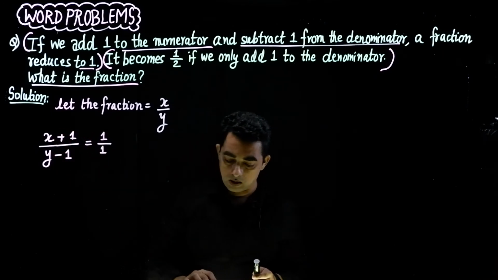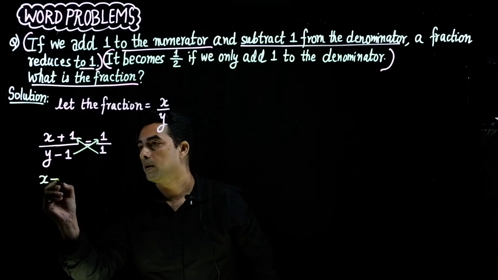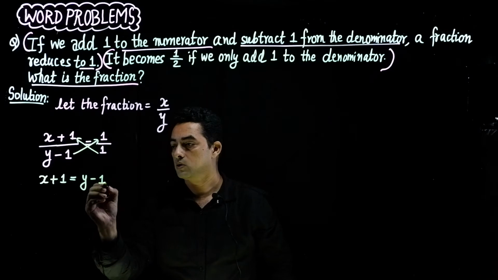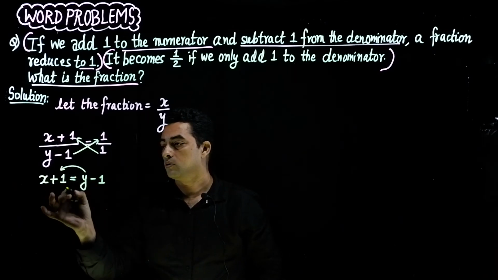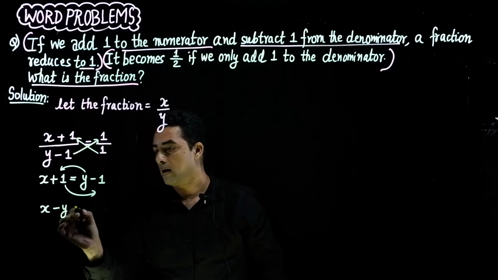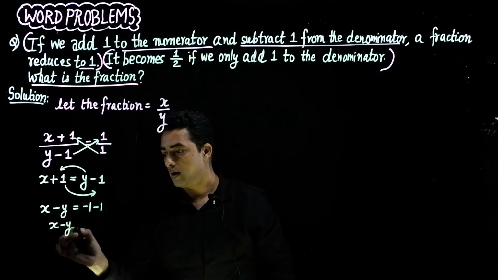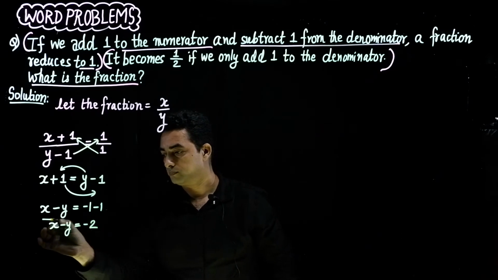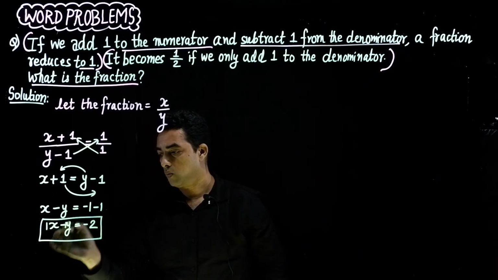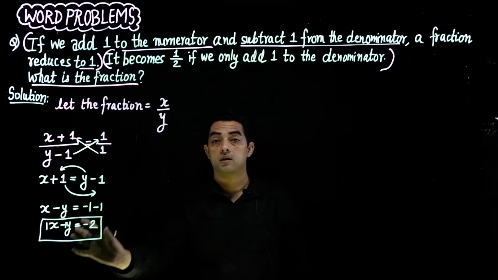Now we can simply solve it by cross multiplication. That will become x plus 1. 1 multiplied by y minus 1 will be y minus 1. Now let us take x and y to one side and numbers to the other side. So this becomes x minus y is equal to negative 1 minus 1, so it will be x minus y is equal to negative 2. You can take it as 1x minus 1y is equal to minus 2. So we have arrived at one linear equation in two variables.